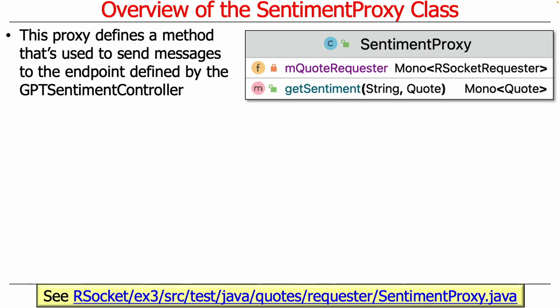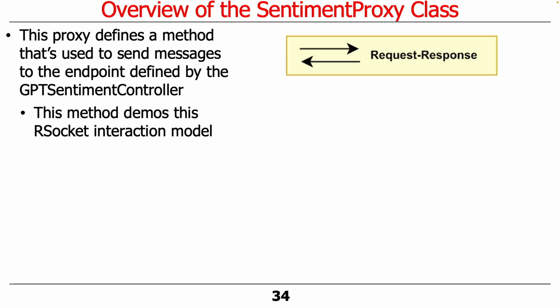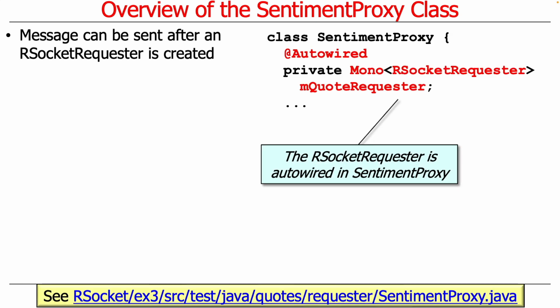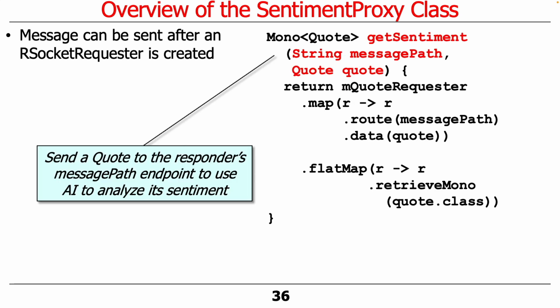This is the last piece of the puzzle on the client side. So getSentiment is the method that we have on the SentimentProxy. It's also got a quote requester, just like the QuotesProxy did. And this also uses a request response, async request response model of interaction. It's also auto-wired. This stuff is the same as before. And then here's the getSentiment message. We give it a string path. And the reason I abstracted this is you could have other sentiment analyzers besides ChatGPT. So, for example, we also have another controller that handles the Stanford Core NLP sentiment analysis, even though it's not as interesting. So we want to make that something that can be abstracted away and parameterized.